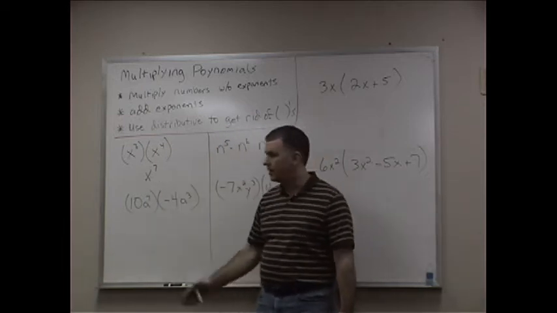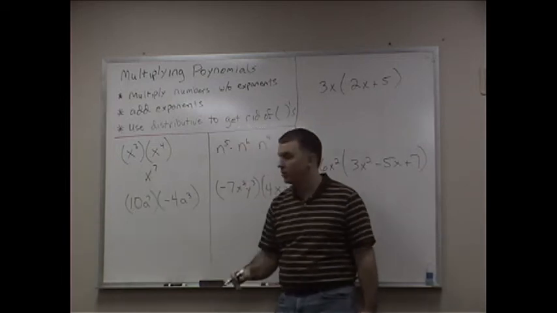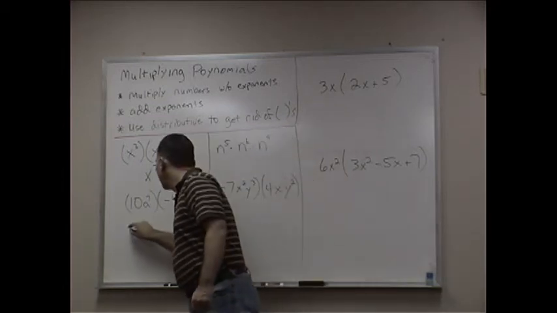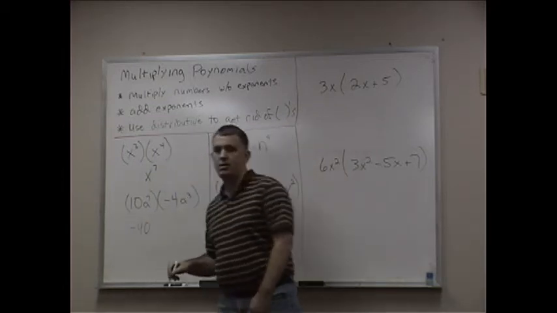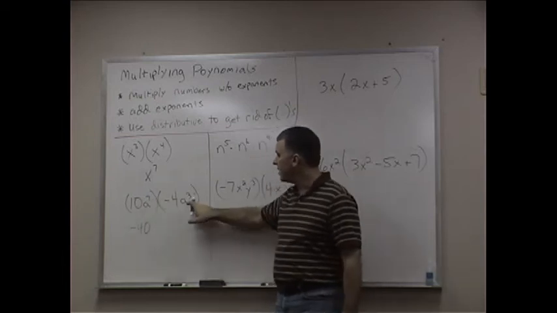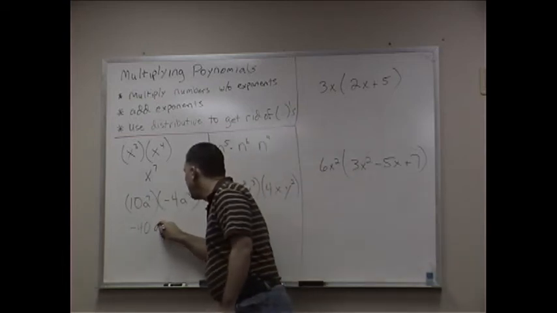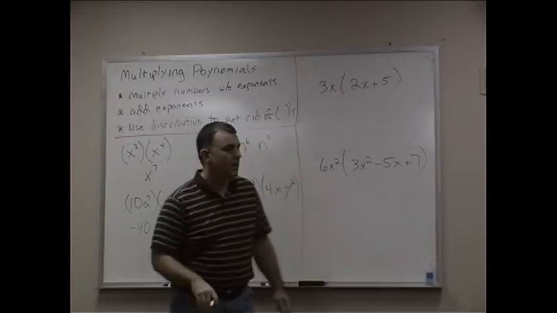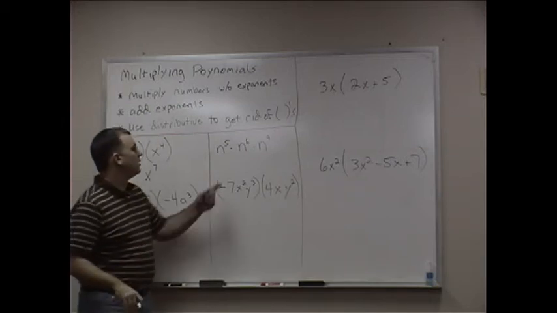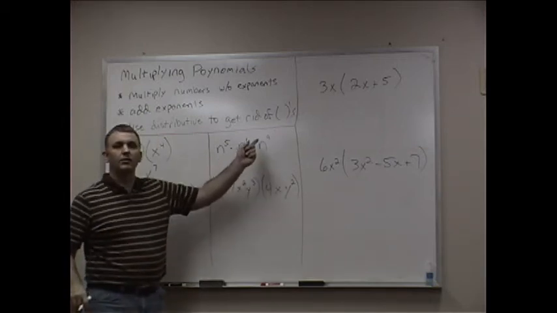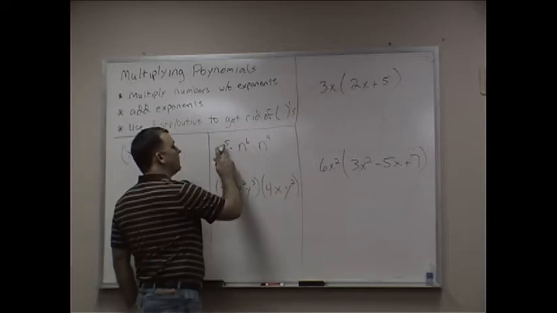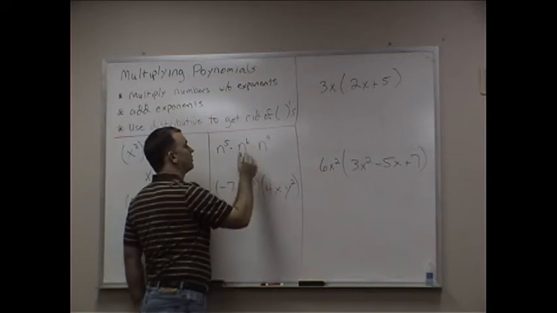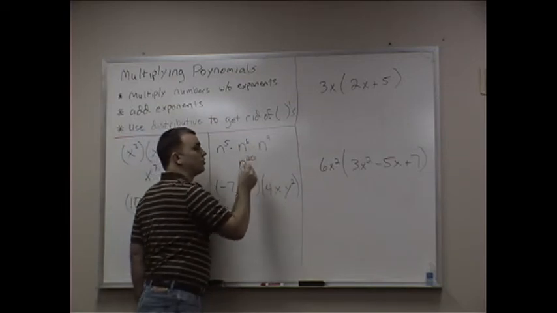The second one, now we've got some numbers and some exponents. So we're going to multiply the numbers. 10 times negative 4, that is negative 40. And we have a to the 7th and a to the 3rd. That's going to be a to the 10th, because 7 plus 3 is 10. Okay. n to the 5th times n to the 6th times n to the 9th. There's no numbers to multiply. 5 plus 6 plus 9, that is n to the 20th.